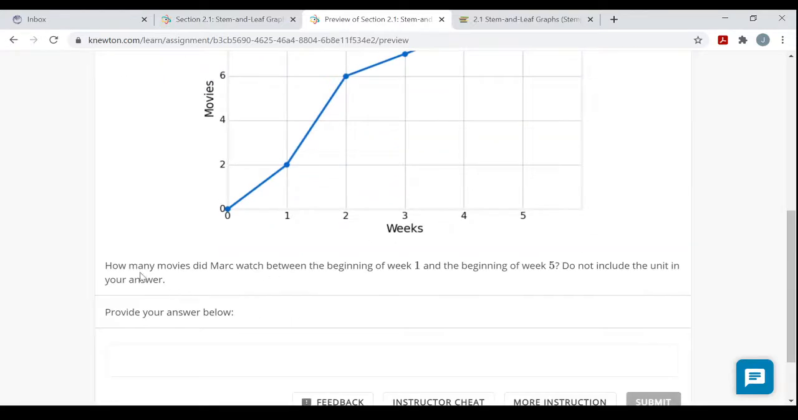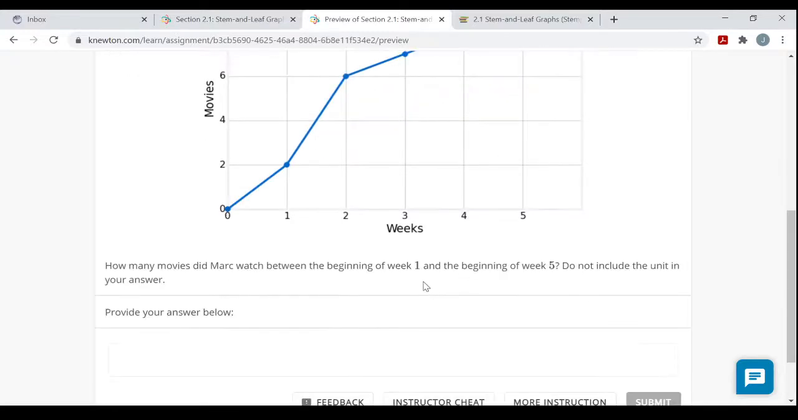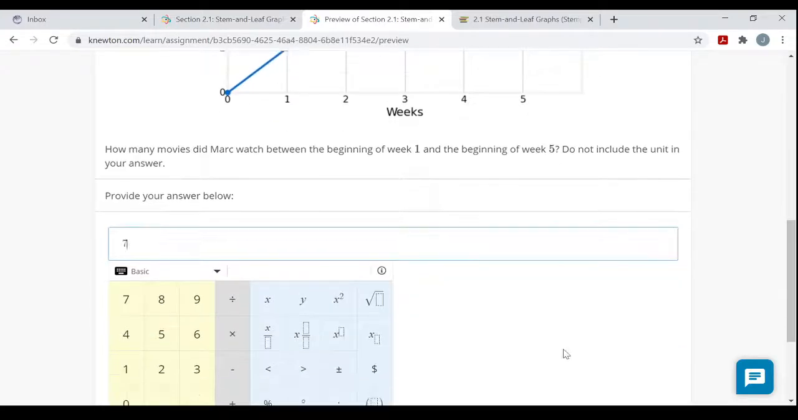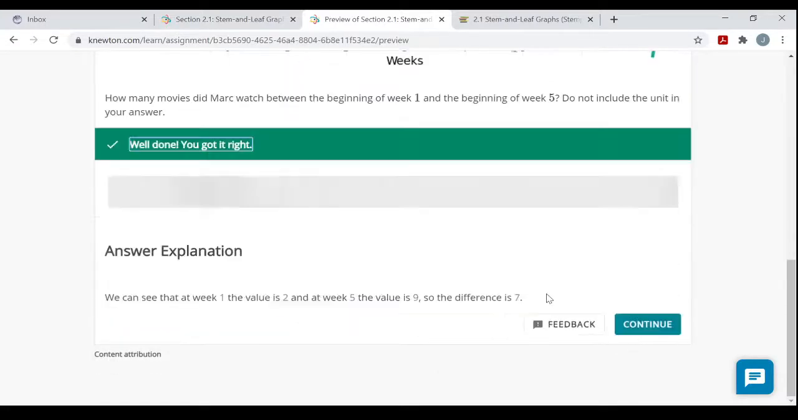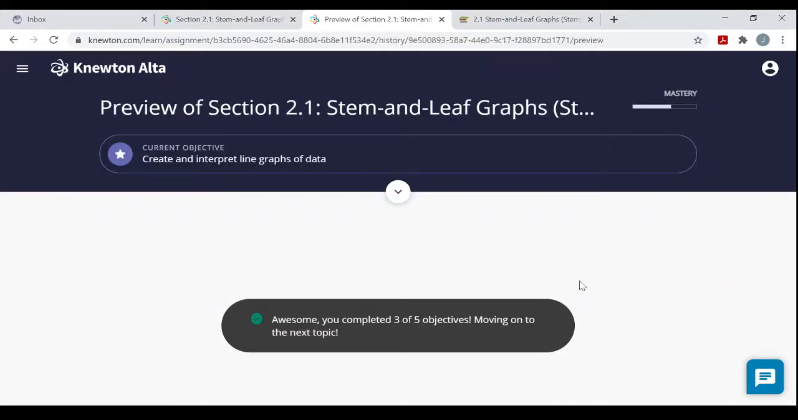How many movies did Mark watch between the beginning of week 1 and the beginning of week 5? And don't write the word movies, right? Don't include units. So at the beginning of week 1 he'd watched 2 movies. Beginning of week 5 he'd watched 9 movies. 2 movies to 9 movies, so he'd watched 7 movies over those weeks. Put 7 there. Wonderful. Fantastic. All right. So it's got 2 more objectives.